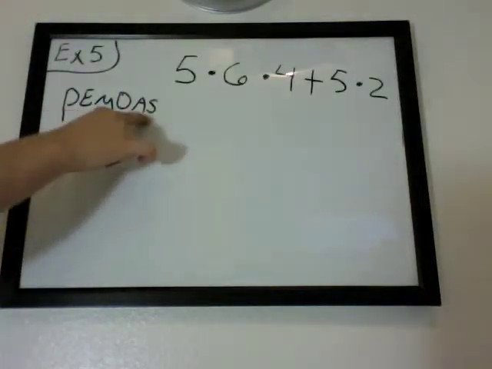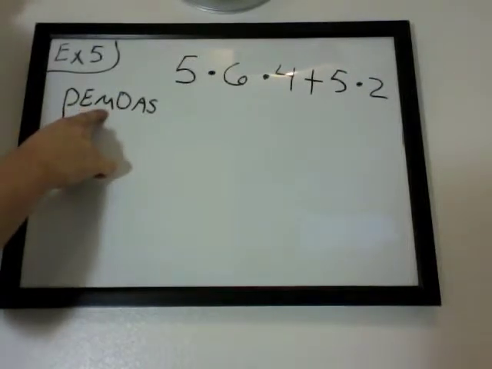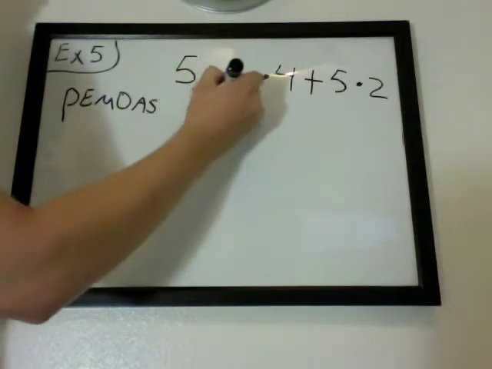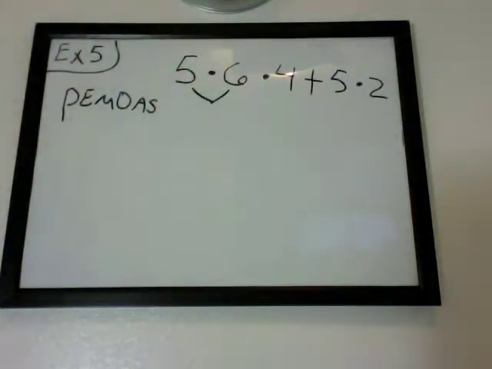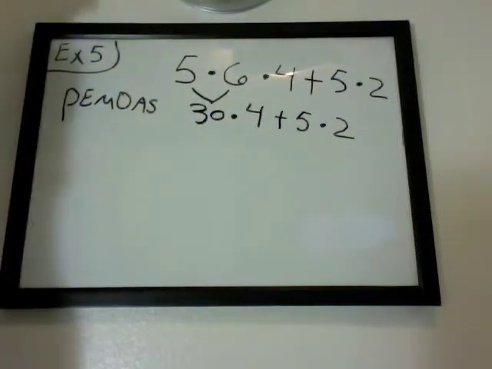Okay, let's look at the PEMDAS. There's no parentheses, there's no exponents, but there's multiplication. Let's just take care of the multiplication, division, left to right. The left we have here 5 multiplied by 6, we get 30. Bring down everything else. Now we still have multiplication, take it left to right. 30 multiplied by 4, you get 120. Now bring everything else down.